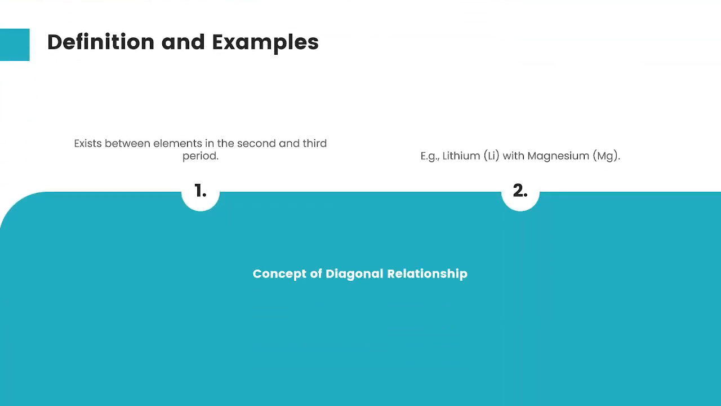Diagonal relationship. In a diagonal relationship, metals are diagonally related in their properties. For example, lithium and magnesium. Lithium is an alkali metal, magnesium is an alkaline earth metal. Lithium has properties which are more similar to magnesium than to the same group metals.